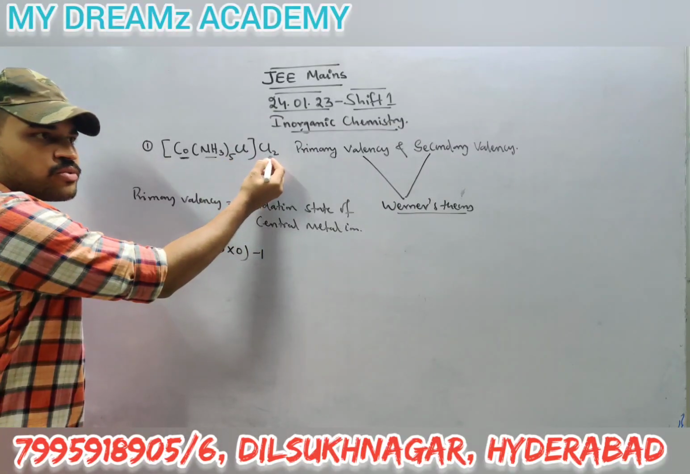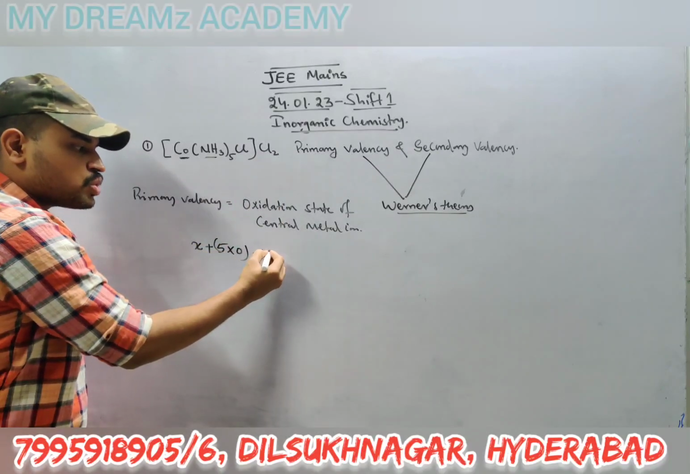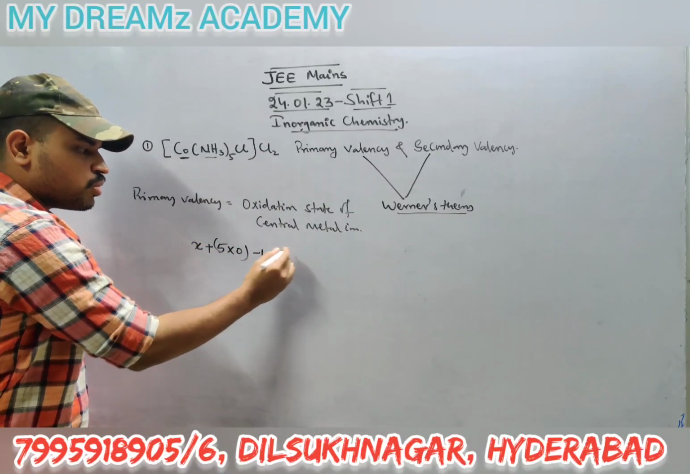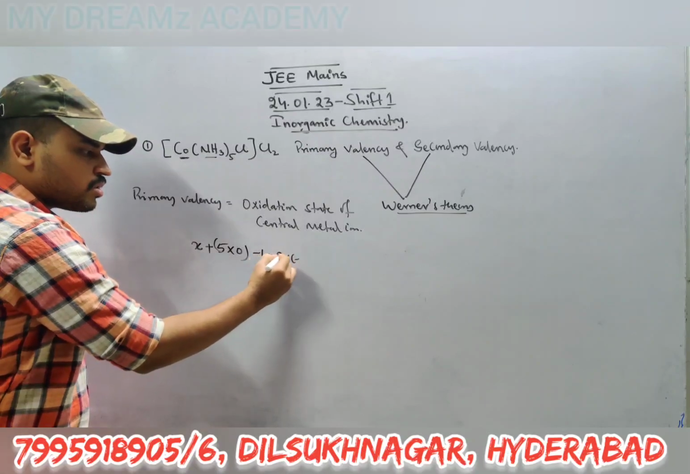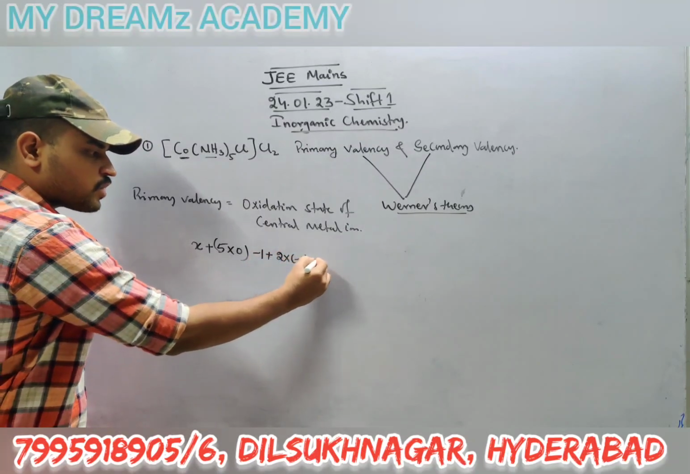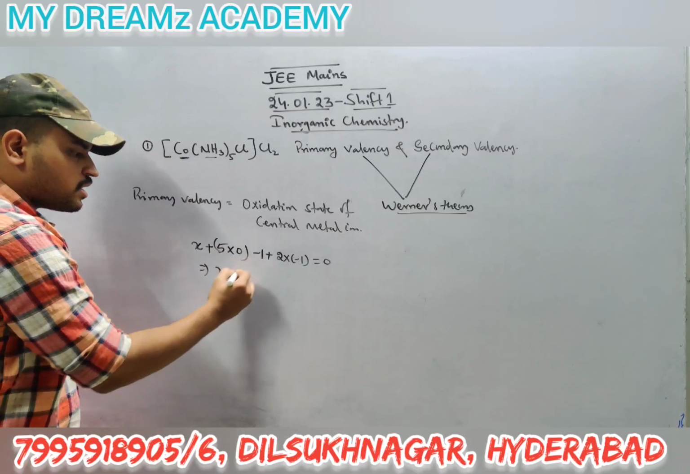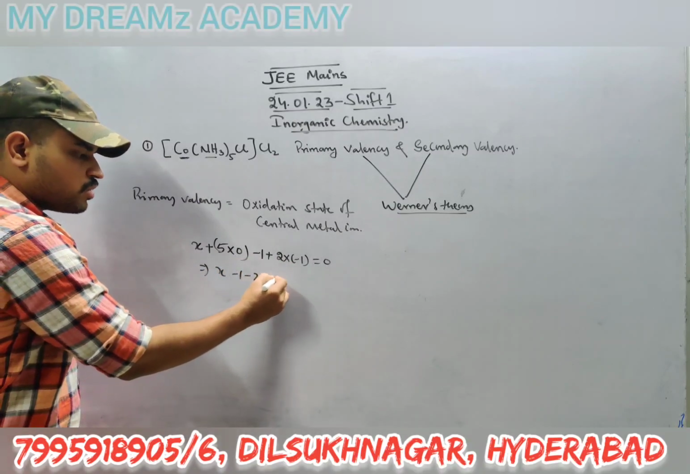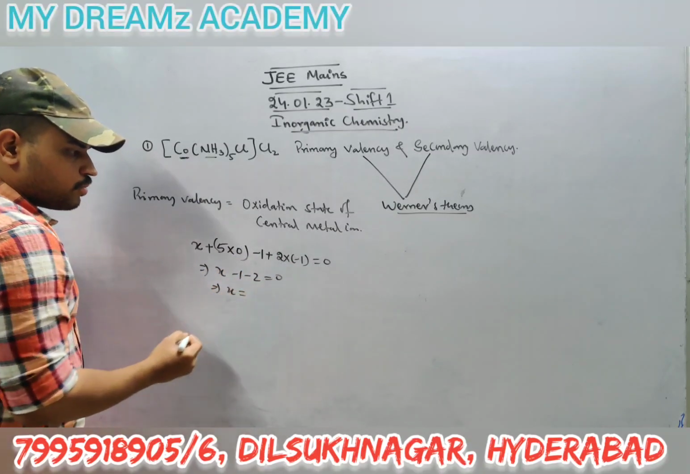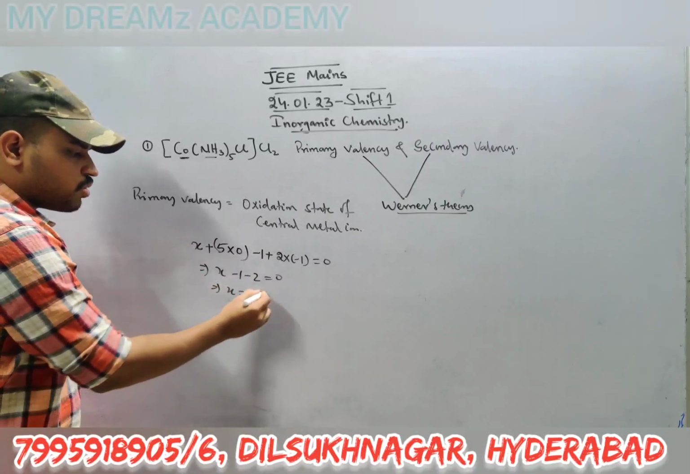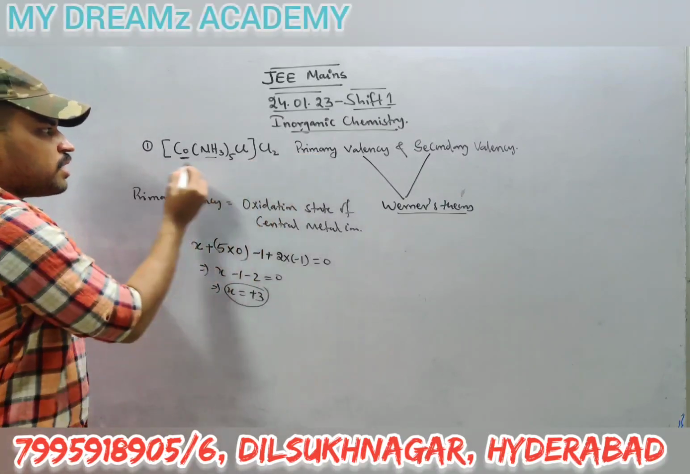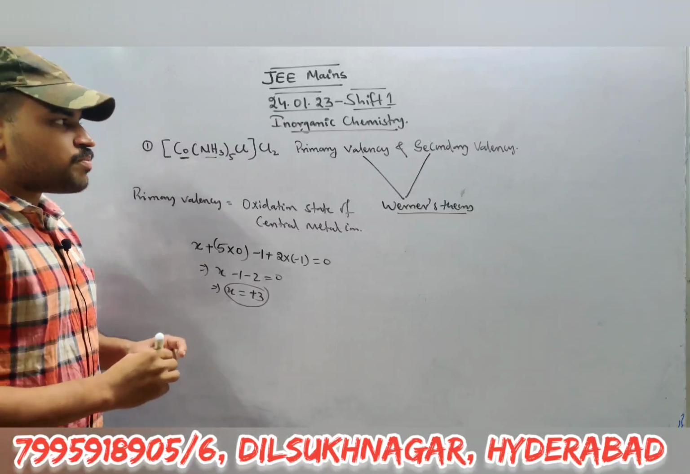And what is the oxidation state of the 2 chlorine atoms? It is also 2 into -1, equals 0. So we get X - 1 - 2 = 0. So X is equal to plus 3. So what is the primary valency of this cobalt? That is plus 3.